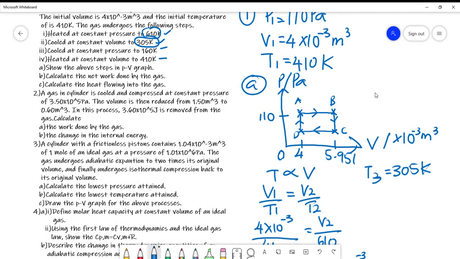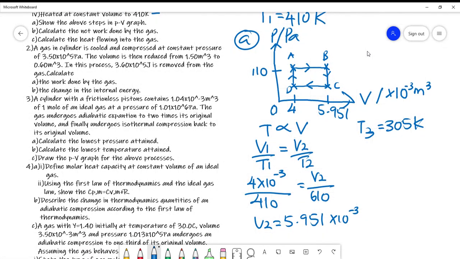Since the condition is constant pressure volume, the formula that we need to use is the formula that does not consist of volume. So we can know that P is directly proportional to T, so P1 over T1 is equal to P2 over T2.